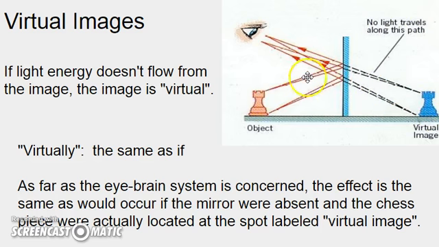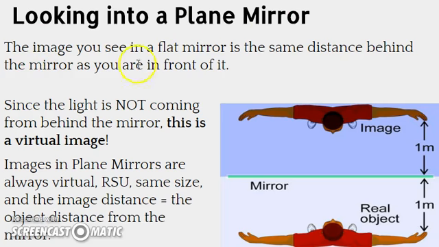And therefore the top of the chess piece, light is going to reflect off it and reach our eyes, and we recreate this image over here that we call a virtual image. It's not exactly there, we know this, but it's the equal distance, the equal size, just on the other side of the actual mirror. So the image you see in a flat mirror is the same distance behind the mirror that you are in front of it. Since the light is not coming from behind the mirror, this is a virtual image.